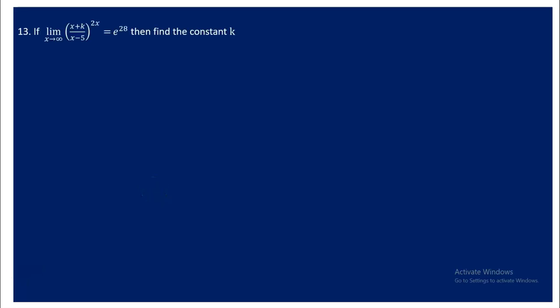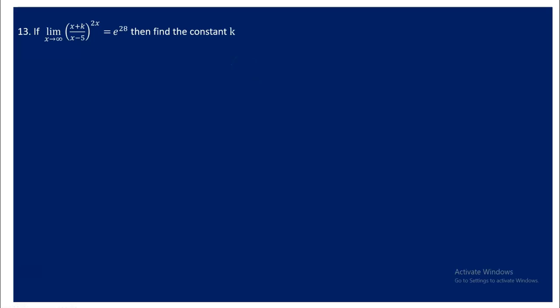Okay, now we are having another question involving limits. Question number 13 says: given the limit of ((x + k)/(x - 5))^(2x) as x goes to infinity being e^28, find the constant k. So how is it obtained?